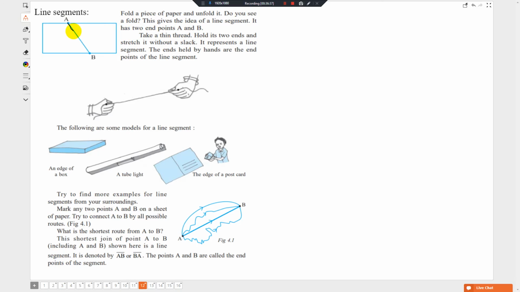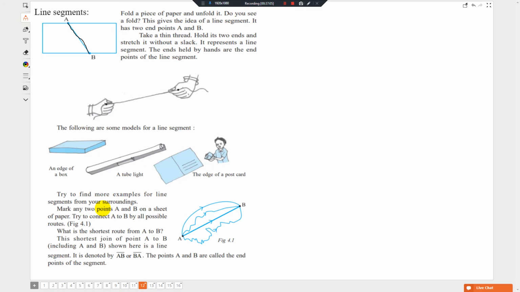See this fold. Take a thin thread, hold it at the two ends, and stretch it without any slack. It represents a line segment. The ends held by the hands are the endpoints of the line segment. Here are the endpoints shown. Try to find more examples for line segments from your surroundings.